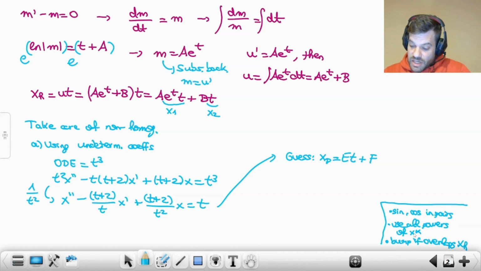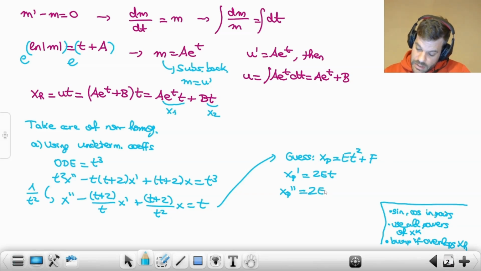And it does not overlap with the homogeneous solution. Well, it does with the t, right? Not with e to the t times t, so x2 from the homogeneous solution was t, and our guess includes a t, so according to rule number 3, we bump until it does not overlap anymore. So this is our guess. Substitute in the differential equation. Second order, so up to the second derivative. x particular prime is 2et, and the derivative of f, 0. e and f are constants. x_p second derivative, 2e.